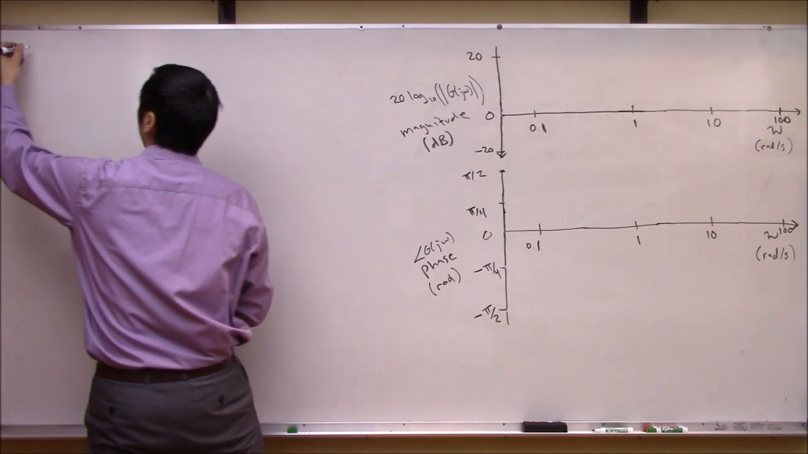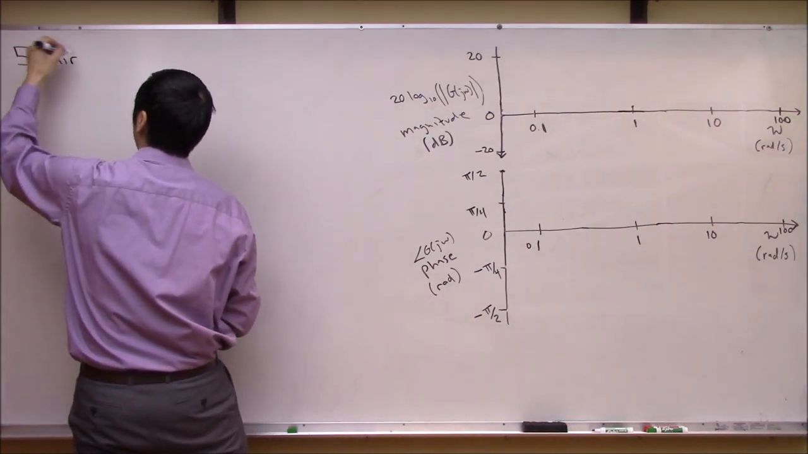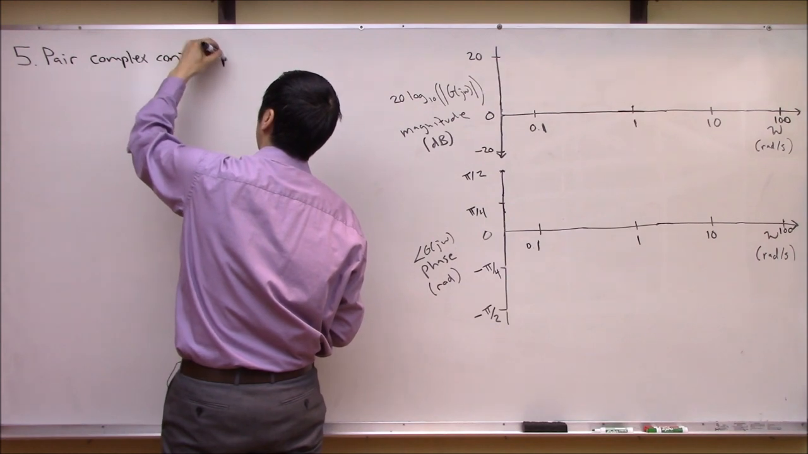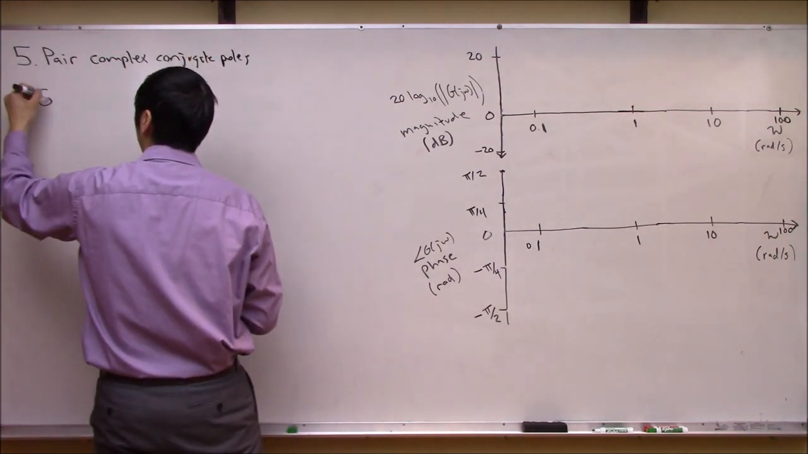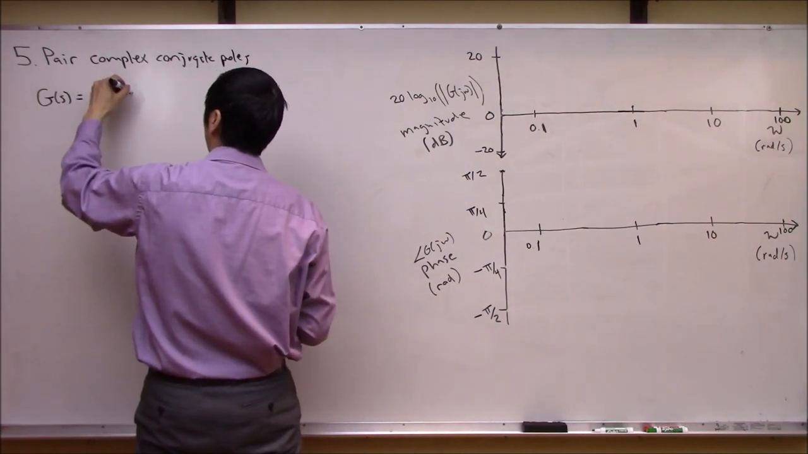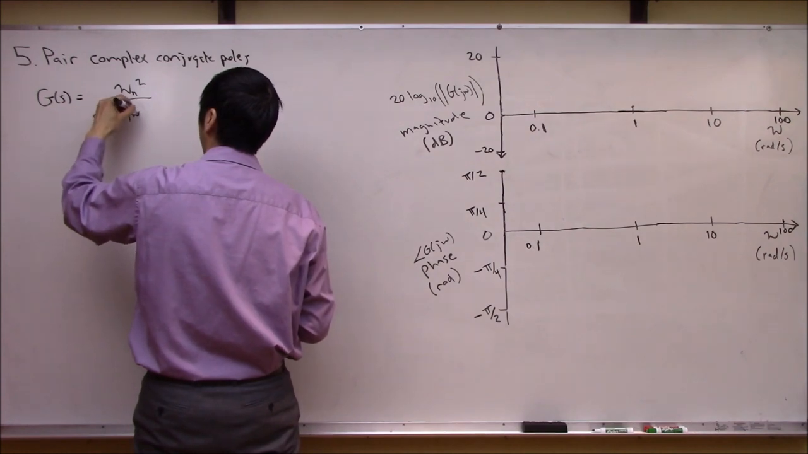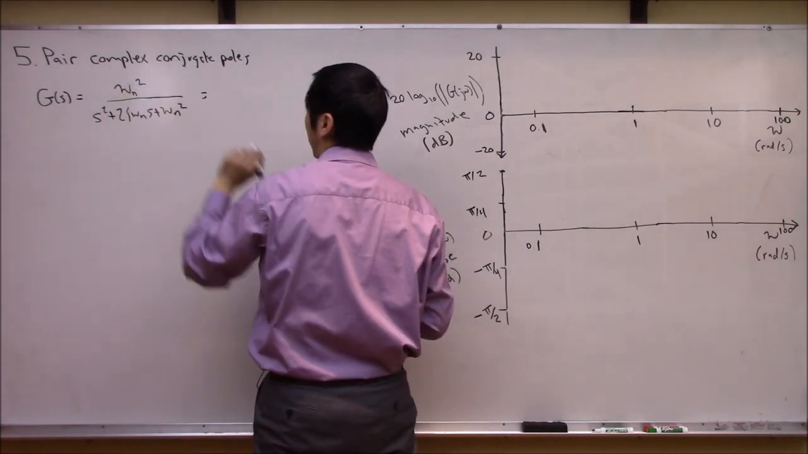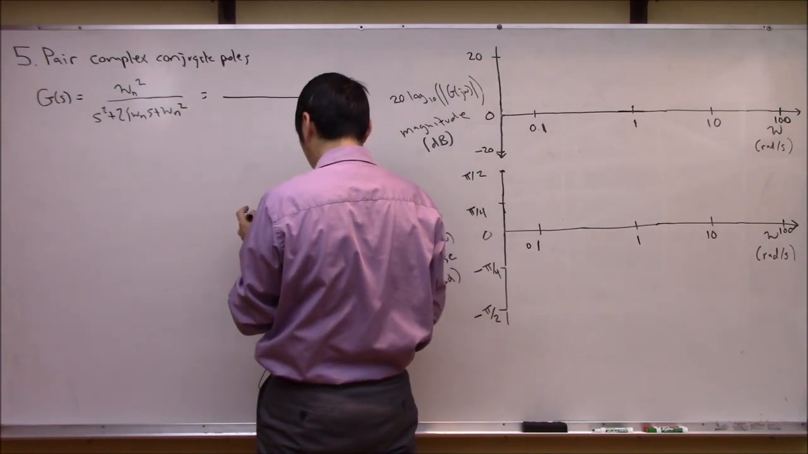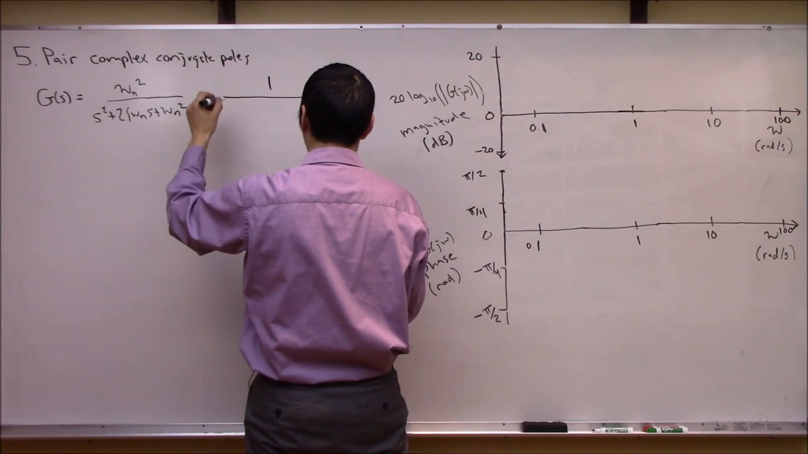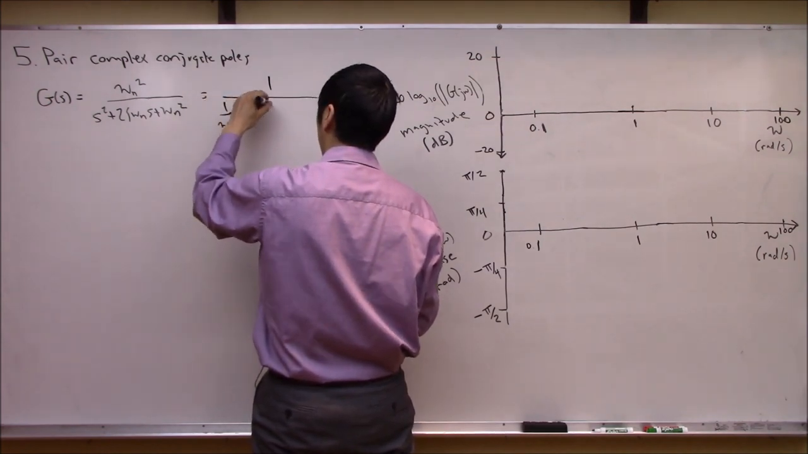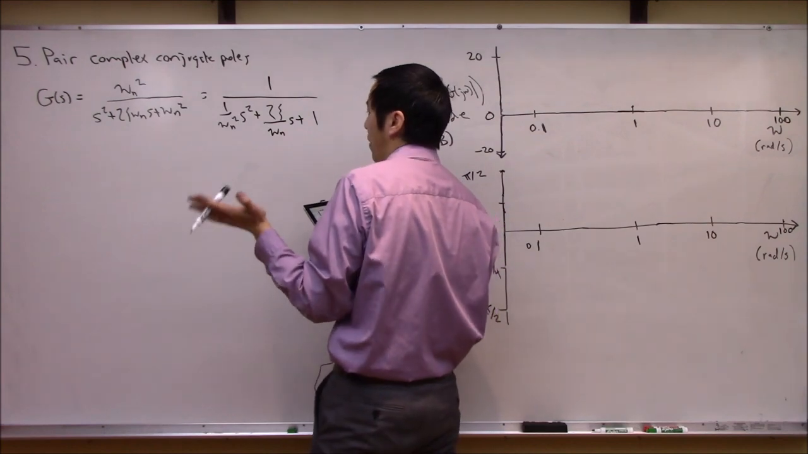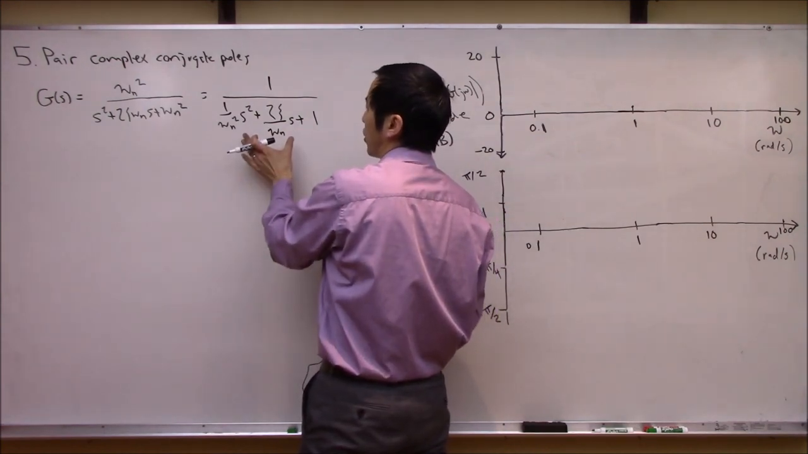All right, so now we get to the fifth component, which is where it gets interesting. This is now considering the Bode plot for a pair of complex conjugate poles. The transfer function that goes along with this is our standard second order transfer function: omega n squared over s squared plus 2 zeta omega n s plus omega n squared. I'm going to rewrite this by pulling out the omega n squared and canceling it. An alternate representation that's a little more helpful is 1 over (s squared over omega n squared plus 2 zeta over omega n times s plus 1). Those are mathematically equivalent. Let's consider the transfer function in this format.